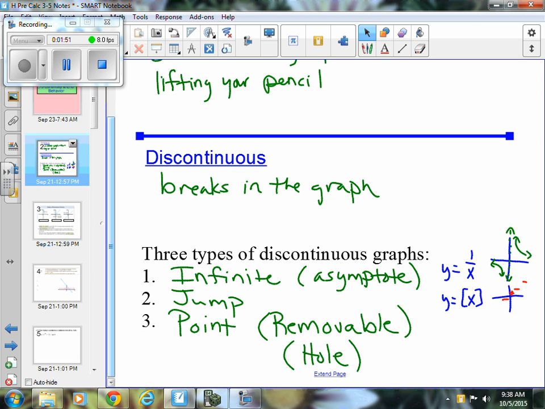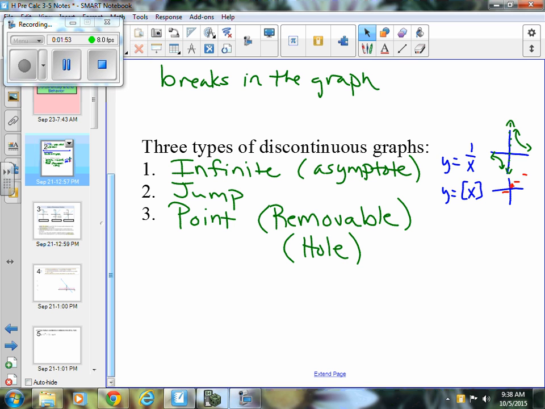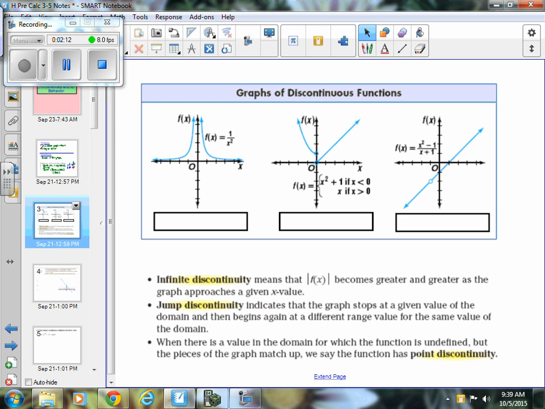And the last type is called a point discontinuity. We're going to talk a lot about these, the difference between especially infinite and point. Some other words to jot down: removable or hole. There's a hole in the graph, or just a single point or location where there is an issue. We're going to really talk about how you tell between these three different types if a graph has them. All right, so let's take a look at the three examples that you see on the next slide here.